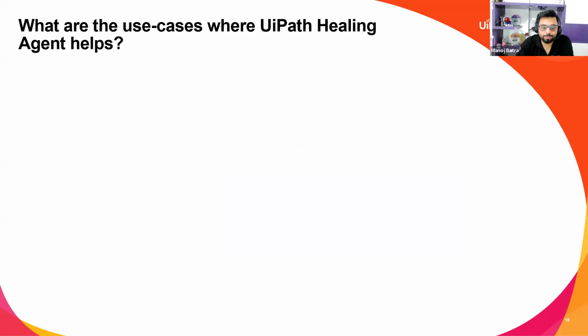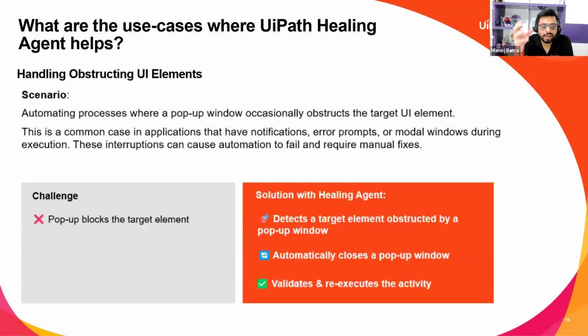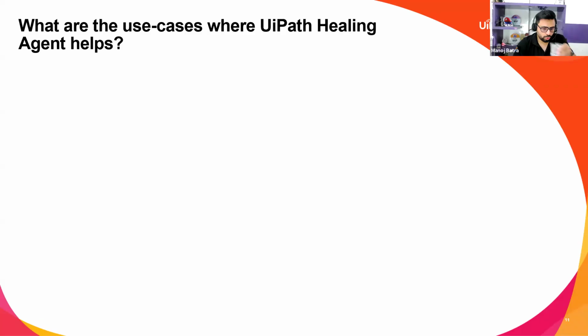The third one, as most of you have commented in the chat box as well, is unexpected UI elements. So you must have seen all these pop-ups and all. So healing agents can sense and detect that, okay, there's a new pop-up which was not planned, which is not there in your automation, but now it knows, okay, I just go there and close that pop-up. So it just validates that and re-executes the activities. As simple as that.